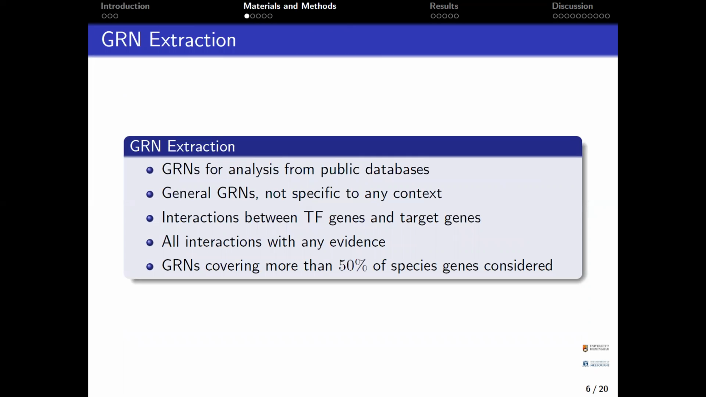So for our analysis, we have used GRNs available from public databases, and these are general GRNs, not specific to any context like experimental condition or cell type. And we have used the interactions between transcription factor genes and target genes, and we have used all interactions with any type or reliability ranking of evidence. And since we are looking for global architectures, we have used GRNs covering more than 50% of the species genes.